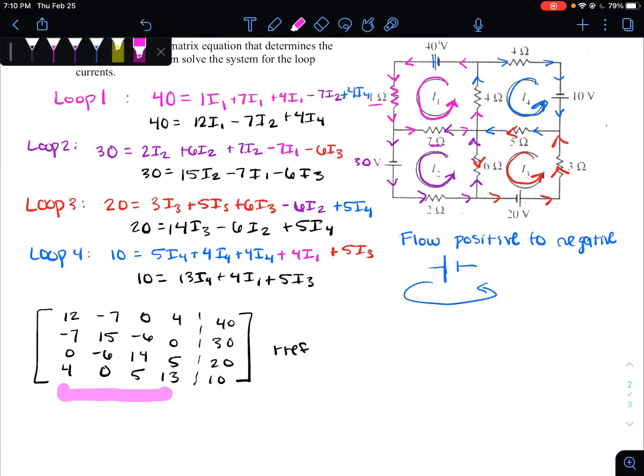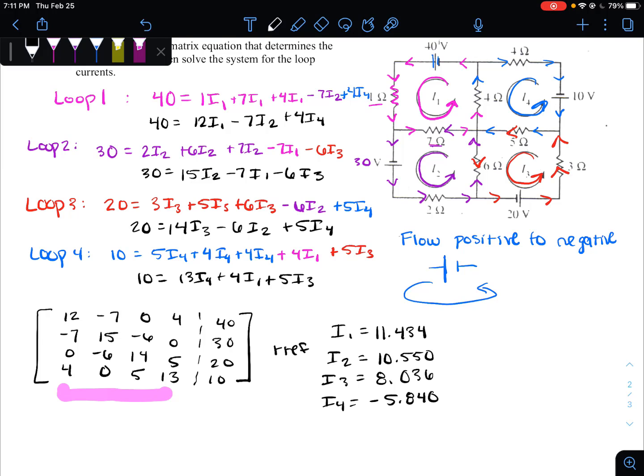It could be a free variable, it could not be a free variable. But in this case, when I row reduce this, I actually got a pivot in every column, so no free variables, and I got some decimals. Okay, and that's okay in this case. I got that I1 was 11.434. Got that I2 equals 10.550. I3 was 8.036. And I4, which actually ended up being a negative number, -5.840. But that indicates that this I4 is flowing in the opposite direction of what we illustrated.